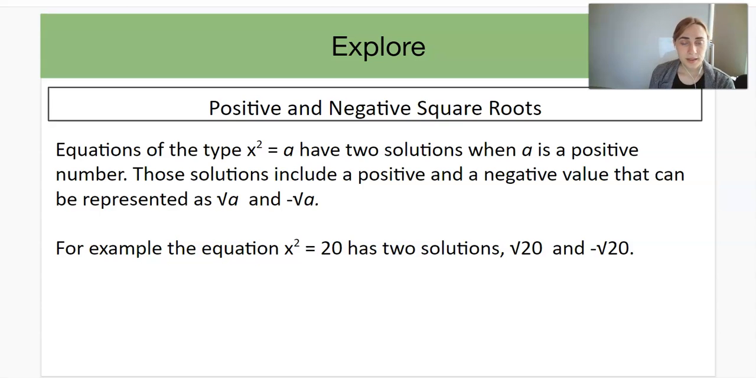On slide D, we're discussing positive and negative square roots. Read along with me silently while I read this out loud. Equations of the type x squared equals a have two solutions when a is a positive number. Those solutions include a positive and a negative value that can be represented as the square root of a and the negative square root of a. For example, the equation x squared equals 20 has two solutions, the square root of 20 and the negative square root of 20.